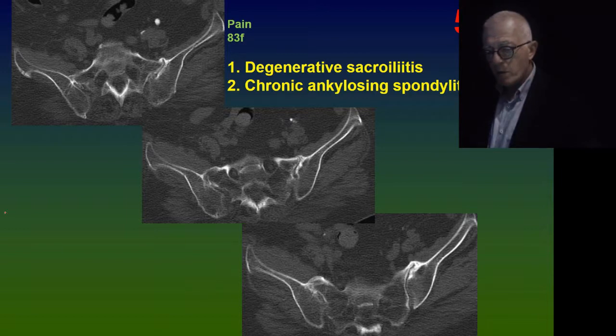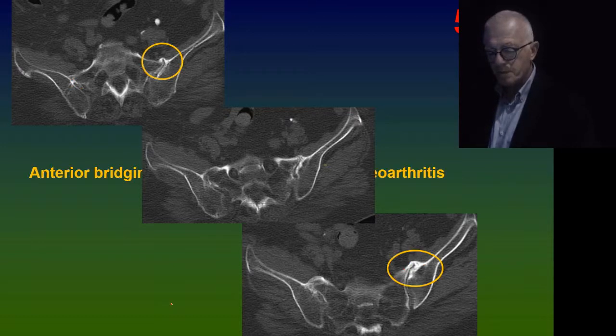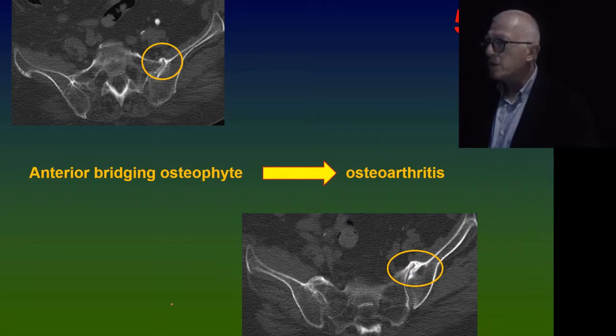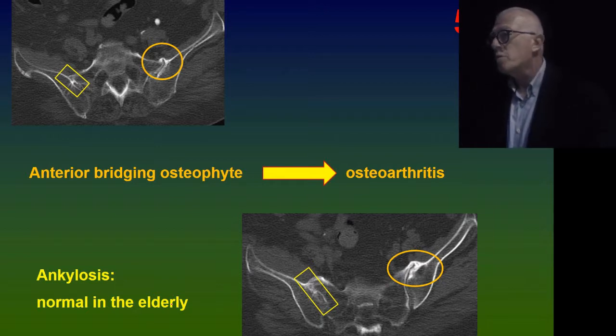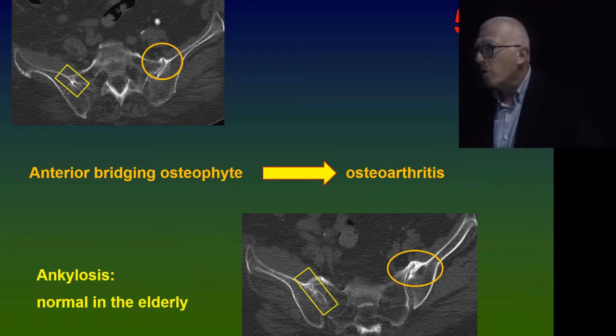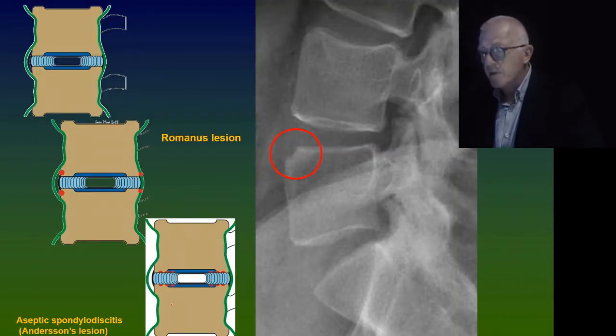The lady is 83. What we see here is that there is an anterior bridging. You see an osteophyte, and also there is ankylosis. What you need to remember is that anterior bridging osteophytes are always seen in degenerative osteoarthritis, and ankylosis is a normal finding in the elderly. It's not something that we need to match with a long-lasting ankylosing spondylitis.